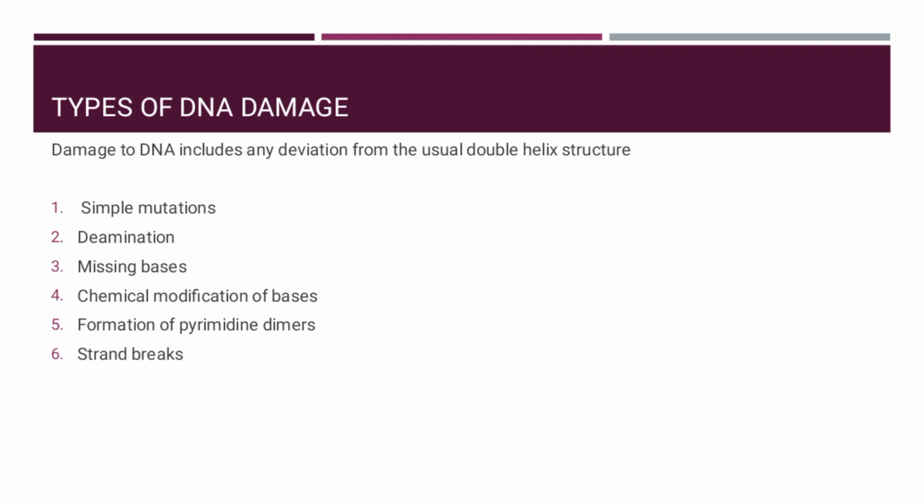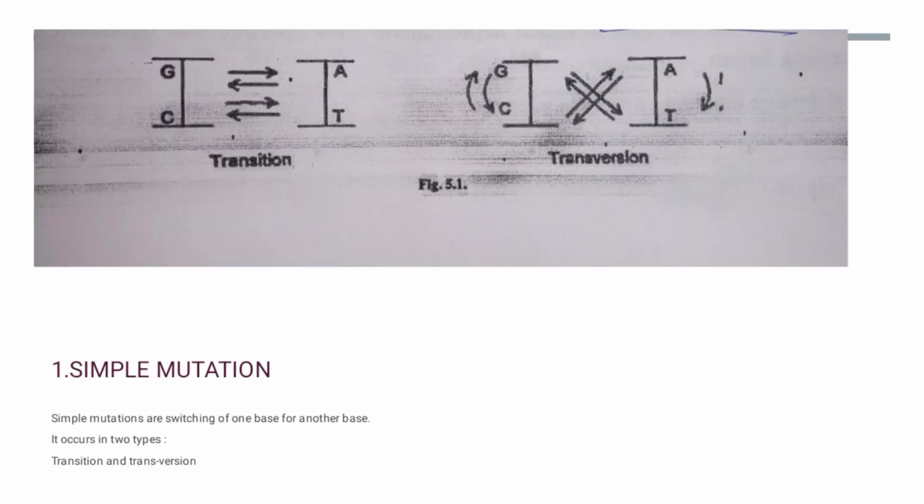Types of DNA damage: damage to DNA includes any deviation from the usual double helix structure. There are six types of DNA damage. First, simple mutation; second, deamination; third, missing bases; fourth, chemical modification of bases; fifth, formation of pyrimidine dimers; and sixth, strand breaks. In simple mutation, one base is switched for another base, and it occurs in two types, transition and transversion.